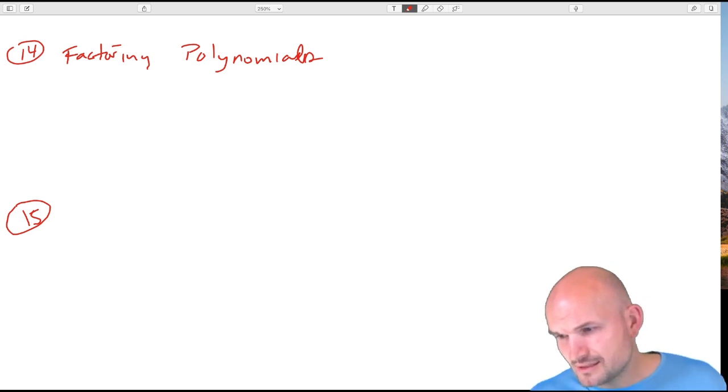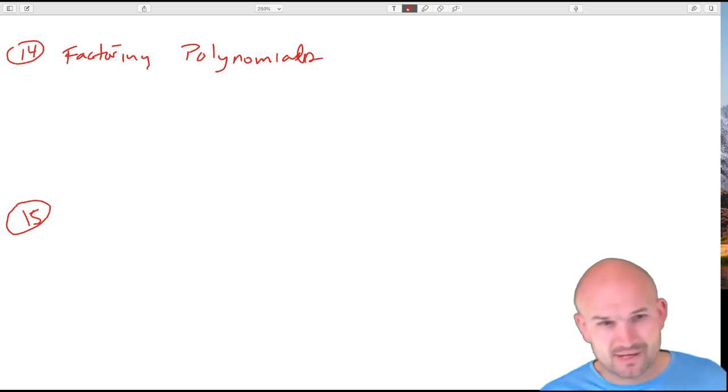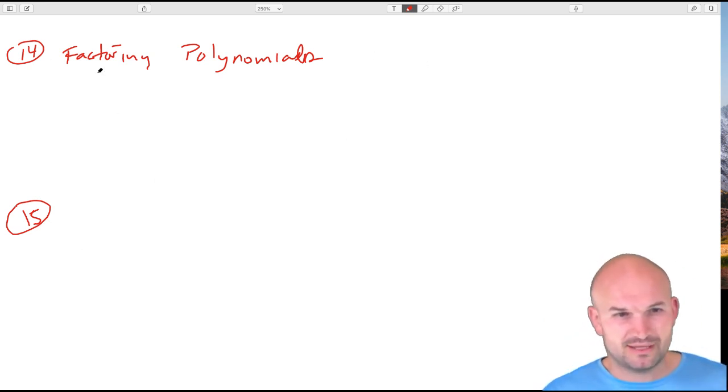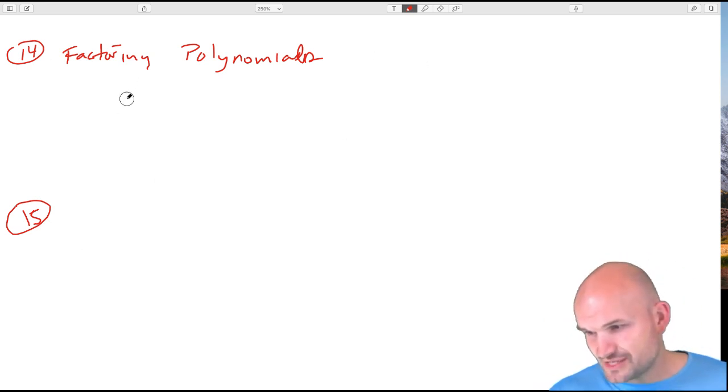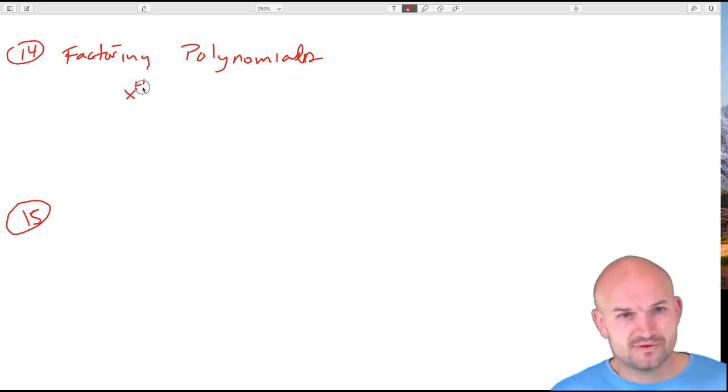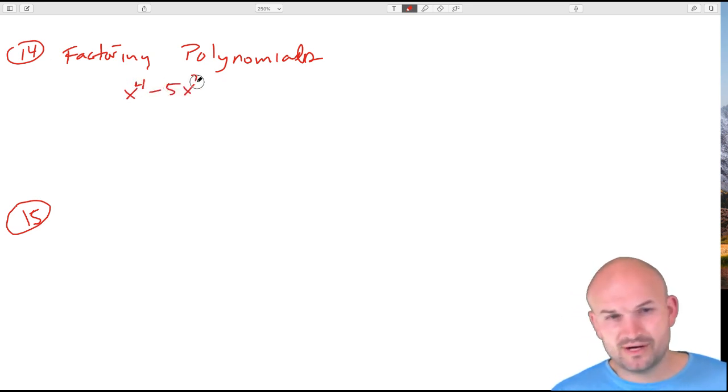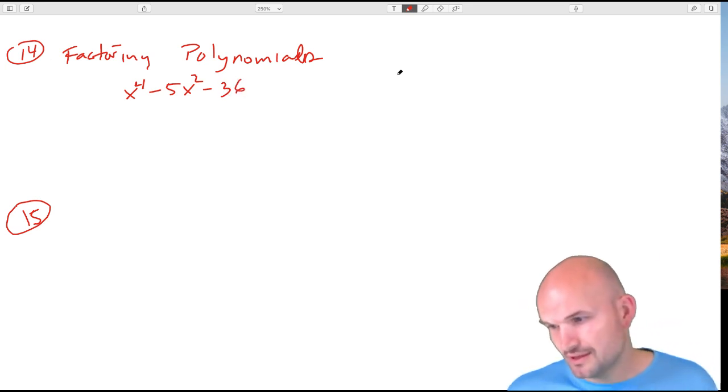All right, well, I do have one for factoring. So hopefully, polynomials, algebra, you want to do this one. I like this one. How do you find the zeros of x to the 4th minus 5x squared minus 36? That's a good one. I'll take that one. I like that one.